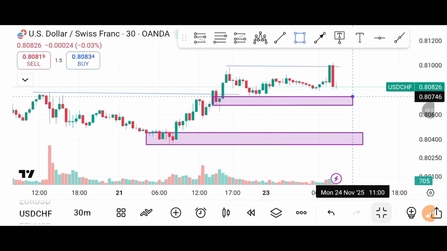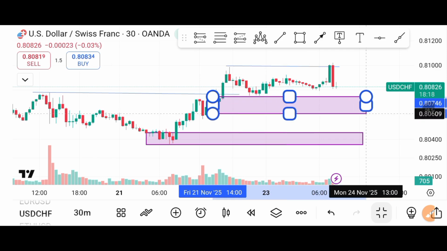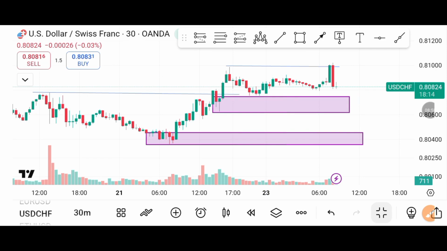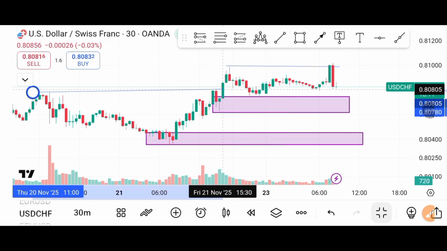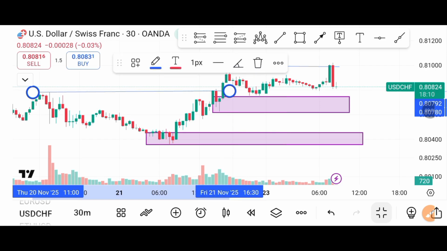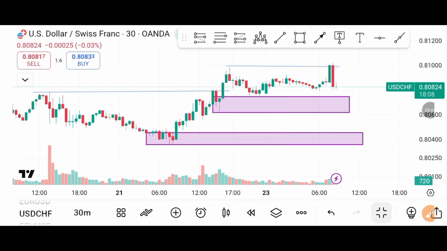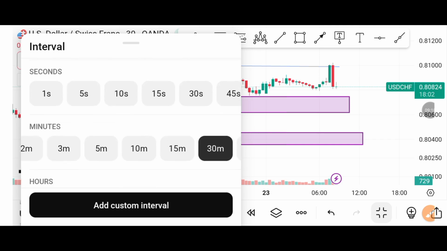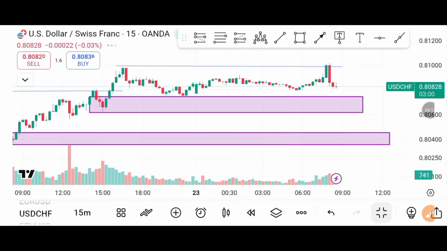Okay, it's a very valid one, because we have a breaker structure to the upside. So when you're refining this a bit more, you see that the breaker structure is very much valid. But then we scale onto the 15 minutes time frame, guys, to see if we have a possible entry.